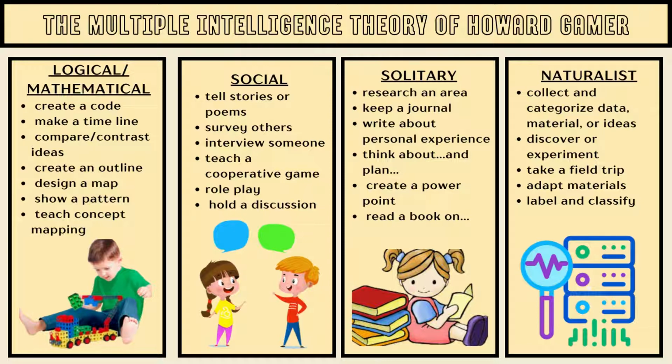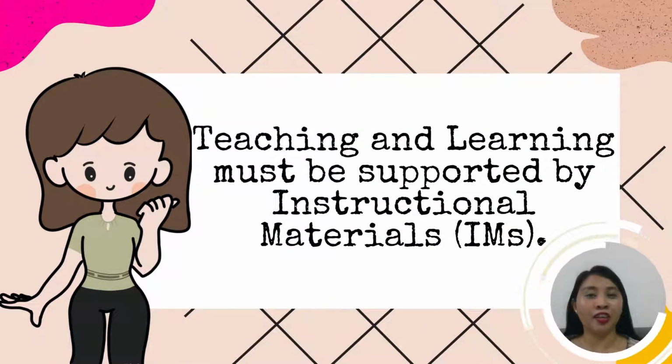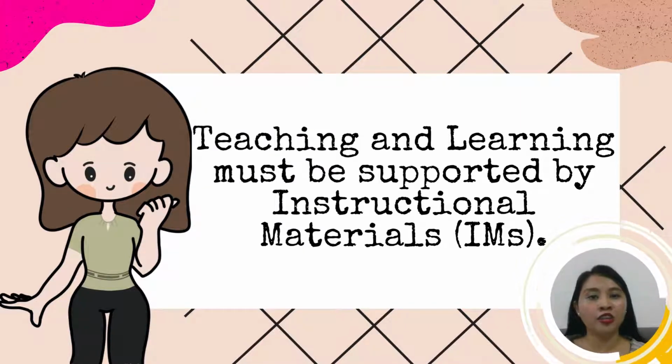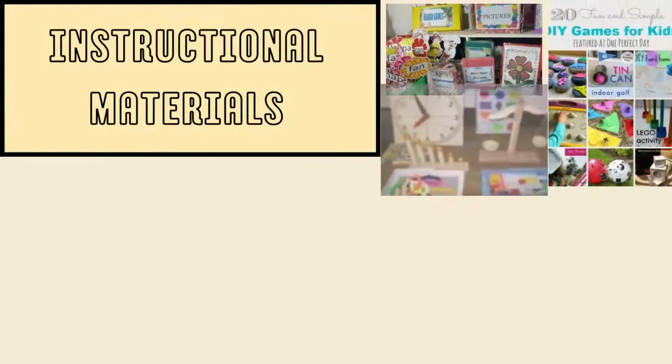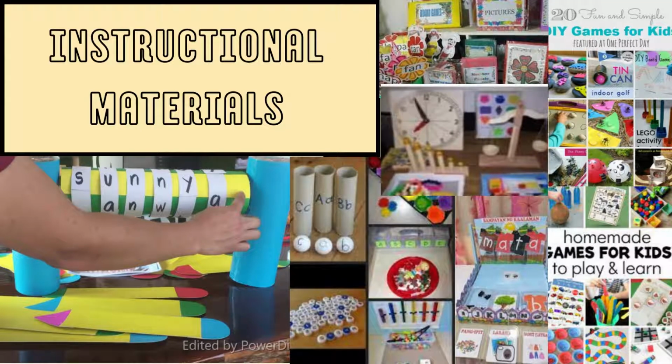For the naturalist learning style, the teacher could let the pupils or students collect and categorize data, materials or ideas, discover or experiment, take a field trip, adapt materials, and label and classify. In addition, teaching and learning must be supported by the instructional materials or the IMs. Considering the teaching methodologies and the learning styles, the different support materials should be varied. This will ensure that individual differences will be considered. Instructional materials should complement the different learning styles of the students.